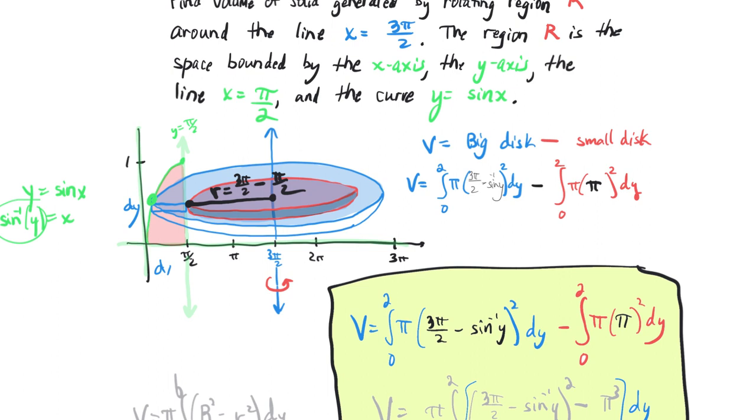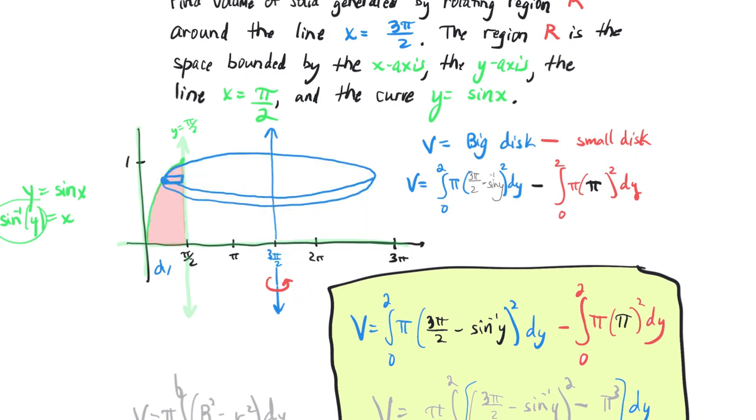So I hope that helped to clarify things a bit on the washer method. One quick thing, if you look at this one representative washer, if we move the representative rectangle up, you can see that the small disk still has a radius that is 3 pi over 2 minus the small x value, which is still pi over 2, which is still just pi. All right, I think we'll stop there.